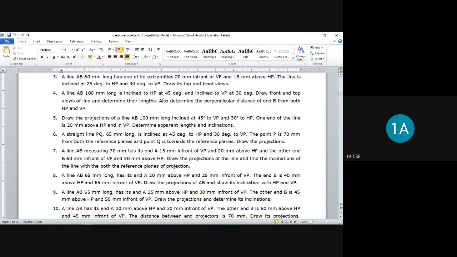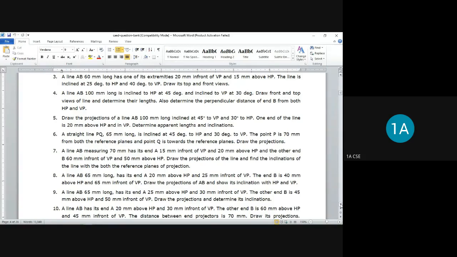Okay. So a straight line PQ 65 mm long is inclined, with the point P 70 mm from both the reference planes. Yes, all of these, 1, 2, 3, 4, 5, 6, are of a similar kind, and you can solve them easily. Then, yeah, we'll go with problem number 8.